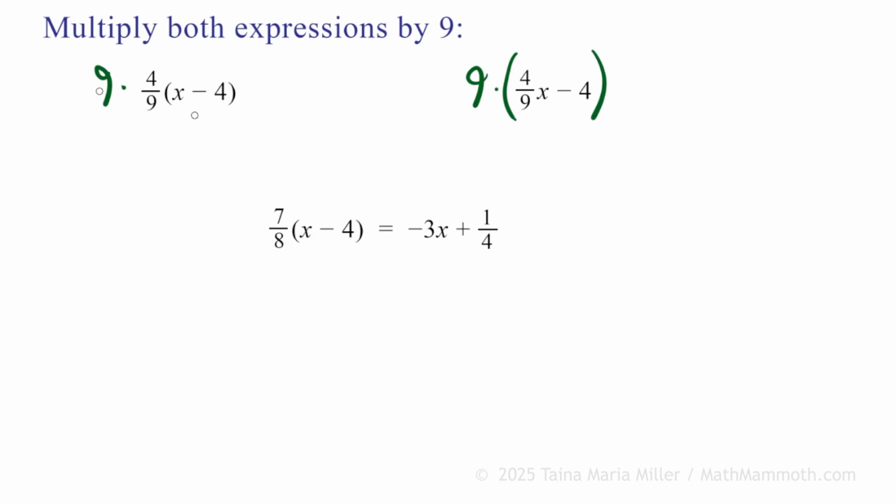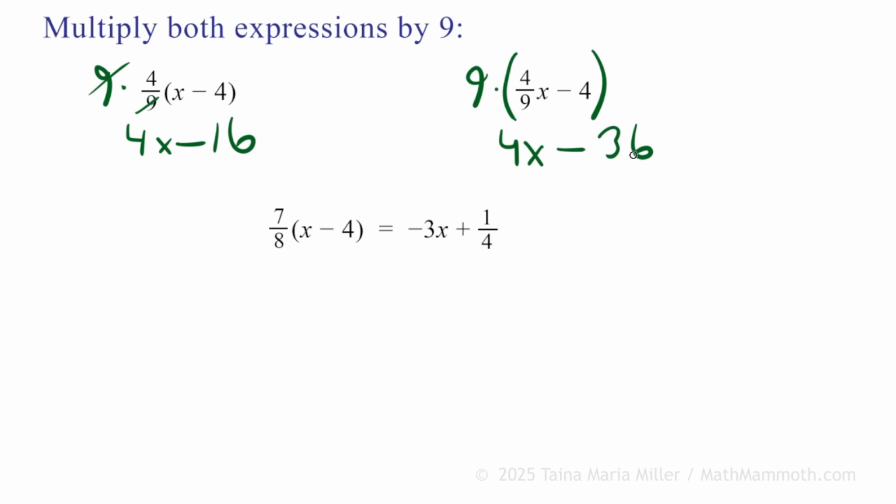So now, what happens in this expression is that the 9's cancel out. So I'm left with 4 times the quantity x minus 4. And here, I need to use the distributive property. Here also, I will eventually need to use the distributive property. So if I use it here, I get 4x minus 16. And here, 9 times 4/9 leaves 4x. And then this one, minus 36.